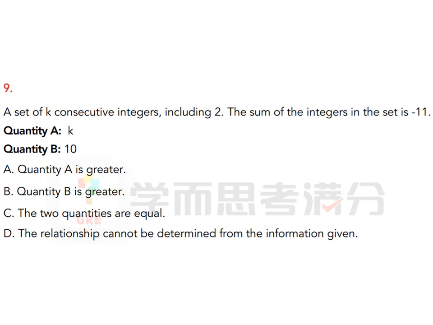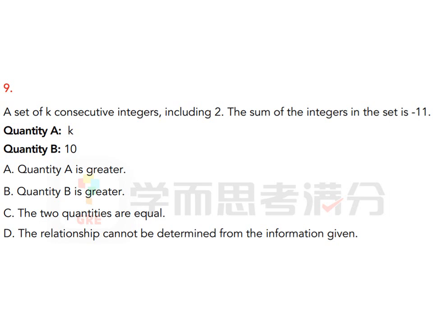A set of k consecutive integers includes 2, and the sum of the integers in the set is minus 11. Quantity A is k and quantity B is 10. So you need to find the number of consecutive integers whose sum is equal to minus 11, and those consecutive integers need to include 2. We can use the iterative method.